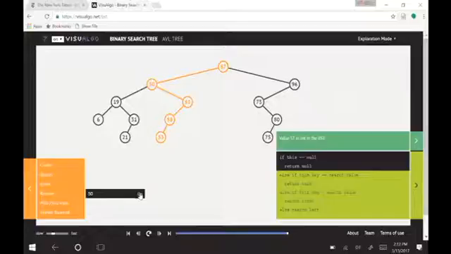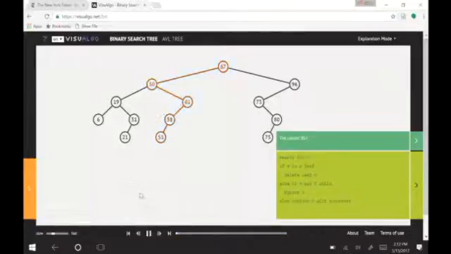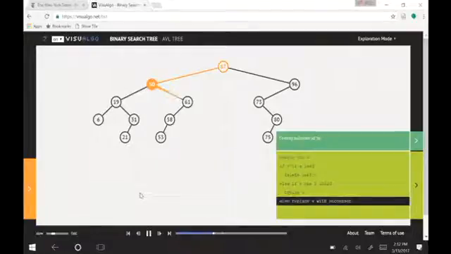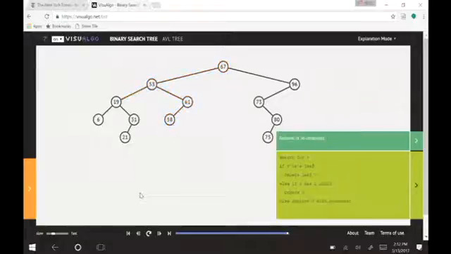Go. Okay. So we're searching for 50. Oh, look, we found it. Uh-oh. Oh, this one does the wrong thing. Whoa, what? Whoa. What?